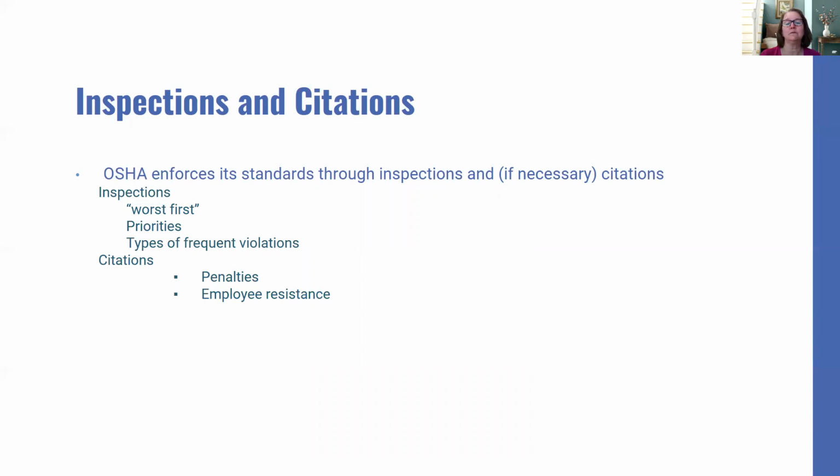OSHA takes a worst-first approach in setting inspection priorities. From the highest to lowest: imminent dangers, catastrophes and fatal accidents, employee complaints, high hazard industry inspections, and follow-up inspections or the equivalent.